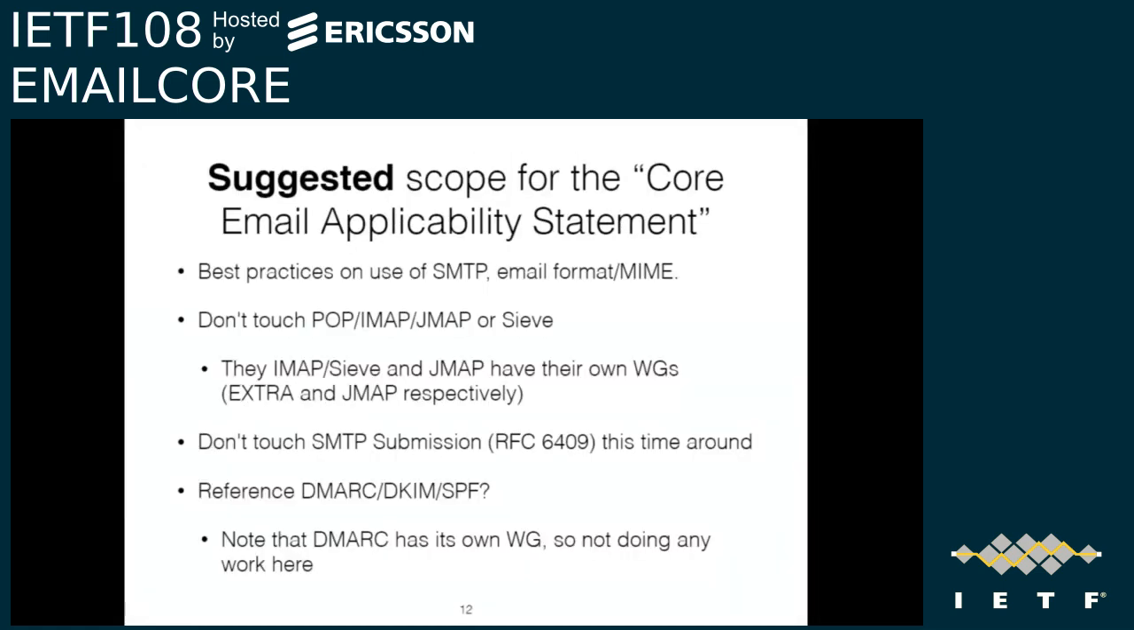Okay. Now we are moving to the suggested core email applicability statement. The proposal on the table is that it's best practices for use of SMTP. Email format may be MIME. Suggestion is not to say anything about POP, IMAP, JMAP, or CIV. We do have actually several separate working groups for IMAP, CIV, and JMAP anyway, so let's not boil the ocean. Suggestion, let's not touch SMTP submission because it's already full standard, I believe.